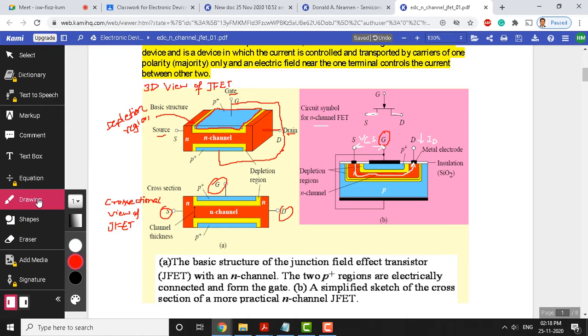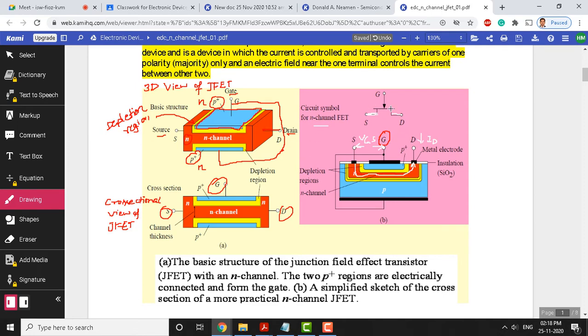For P channel, you need to have P type semiconductor here. This should be replaced with P type, and this P plus should be replaced with an N type. So that becomes a P channel JFET. In most of our discussion, we use N channel JFET. Later on, you can apply the concepts to P channel JFET.